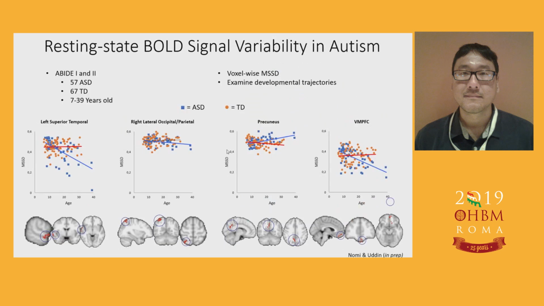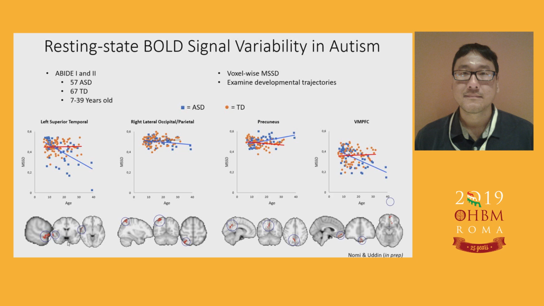All right, and then finally, we have some data from a resting state study that we did, looking at data from the ABIDE 1 and 2 data sets. This data was from the NYU site, and we had 57 ASD, 67 TD, 7 to 39 years old. We calculated voxel-wise MSSD, and then we used the standard GLM again, and we looked at the interaction term between group and age. And what we see here is that in several brain areas, individuals with autism, in the blue squares here, have a steeper decline in variability compared to typical individuals, which are in the circles here.